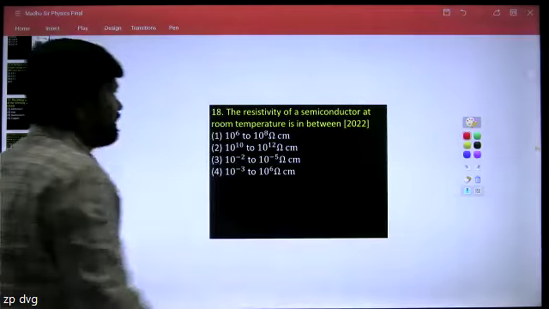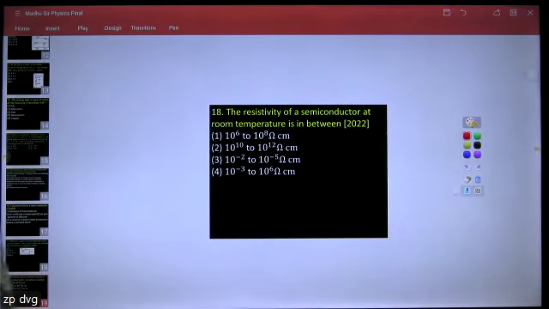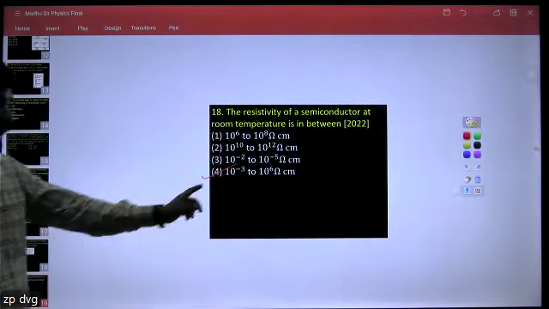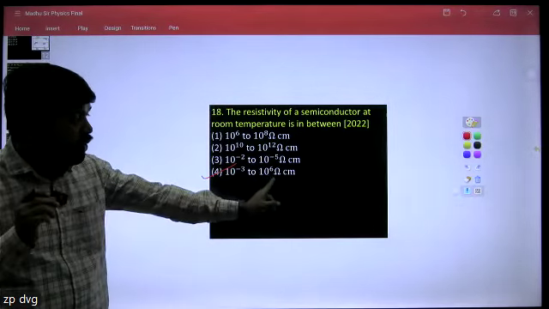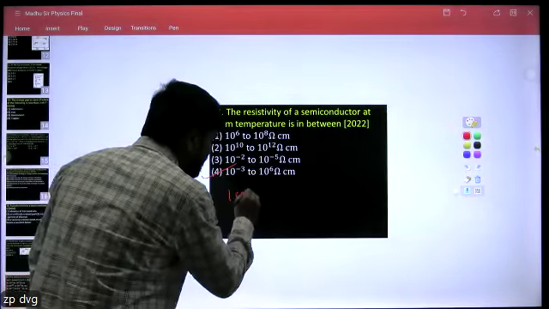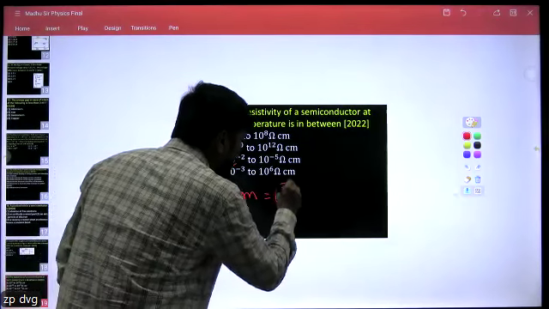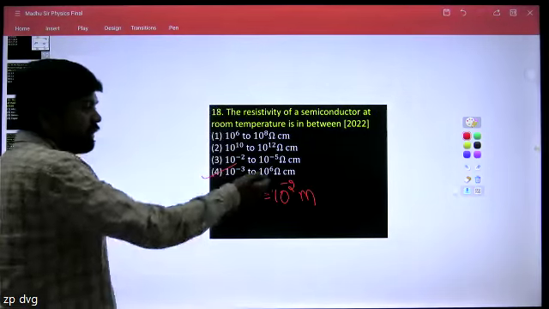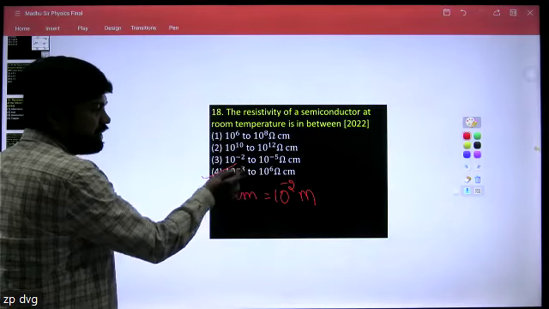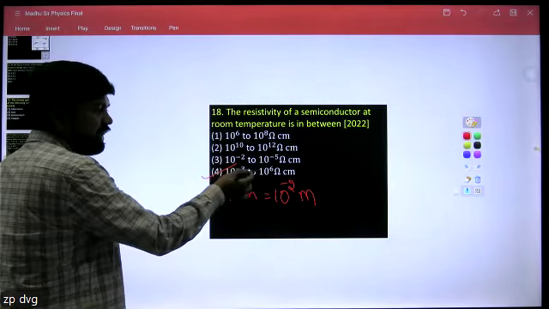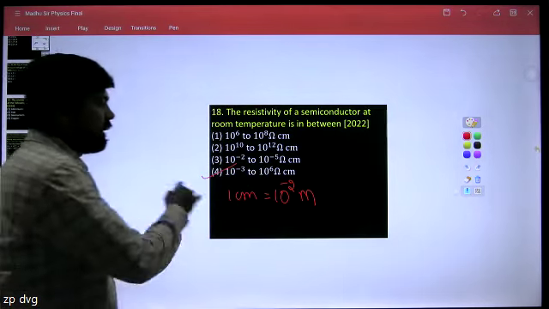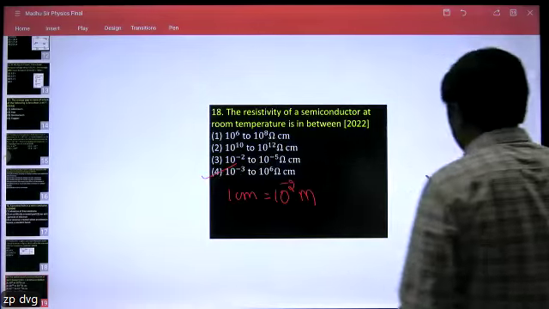The resistivity of a semiconductor at room temperature is in between, they ask. Direct question they are asking. Option 4 is right. 10 power minus 3 to 10 power plus 6 ohm centimeter. Centi means what? 1 centimeter is equal to 10 power minus 2 meter. Yesterday I wrote in meters, but they are given in terms of centimeter. Minus 3 minus 2 becomes minus 5, and plus 6 minus 2 becomes plus 4. Option 4 is right. Okay, next question.